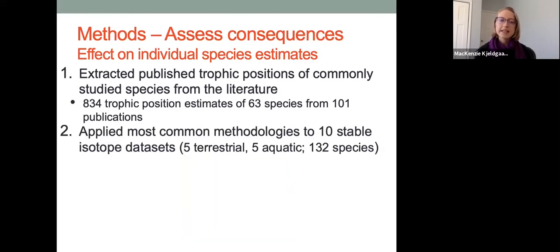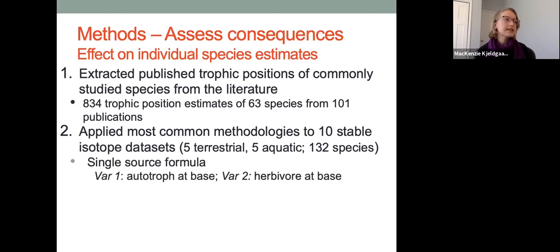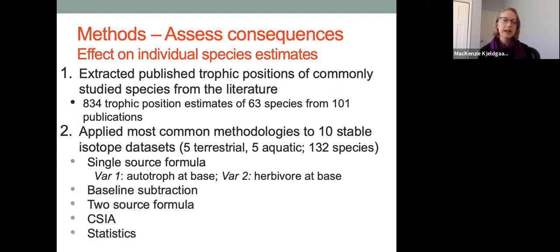The second way that I did this is I actually applied the most common methodologies to 10 existing stable isotope data sets. So I wanted to see, do these methodologies generate different estimates when I use the exact same data set? To do this, I had a single source formula with two different baseline materials whenever possible. And then I had a variety of other common methodologies that are used to estimate trophic position.